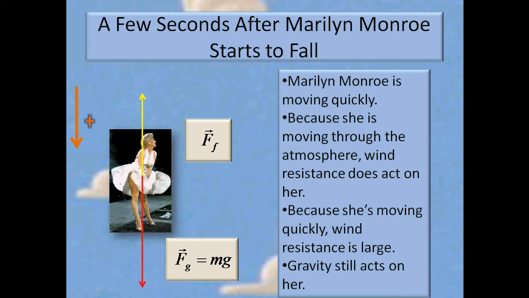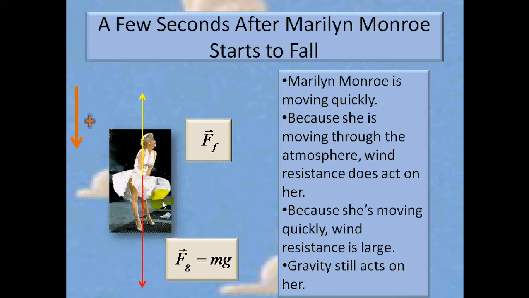So a few seconds after Marilyn Monroe starts to fall, now she's moving more quickly. Because she's moving more quickly, the force due to wind resistance is larger. So imagine sticking your hand out of the car window when your car is going more quickly. The wind resistance pushes back harder on your hand. Same thing with Marilyn Monroe. When she's falling more quickly, wind resistance exerts a greater force on her. It's still pointed in the direction opposite her motion.